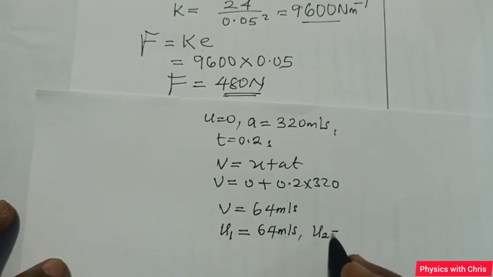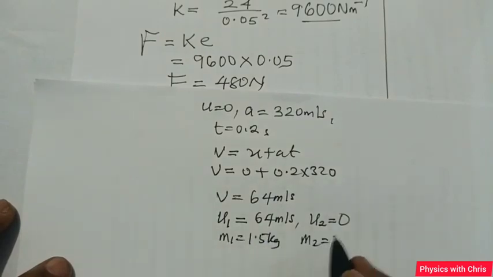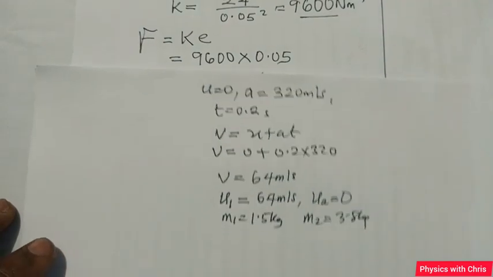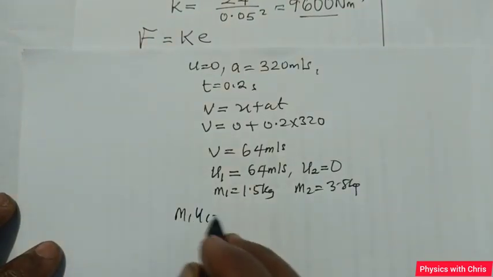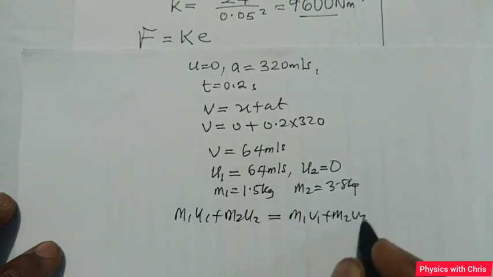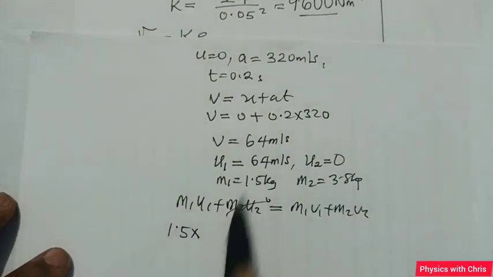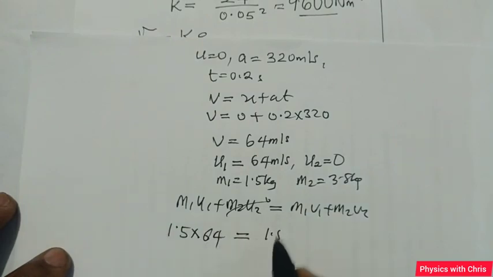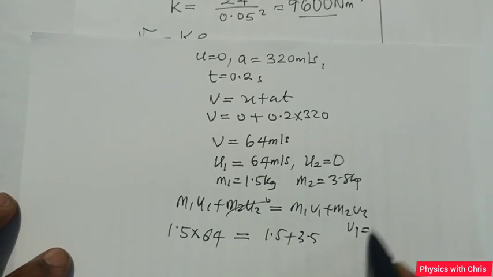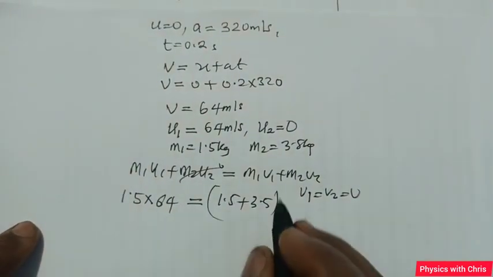Then that of Q was at rest initially, so I give that 0. We have the mass of block P, 1.5 kg, and the mass of the other one is 3.5 kg. So I have to use the conservation of momentum equation here: m1u1 plus m2u2 equals m1v1 plus m2v2. This is 0 because Q was at rest initially. That gives 1.5 times 64 is equal to 1.5 plus 3.5, because I'm going to factor this, v1 equals v2 equals v, which is the common speed or velocity. That gives me times v, the common speed.